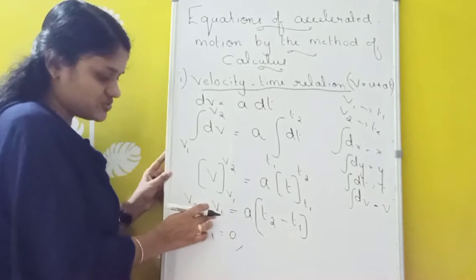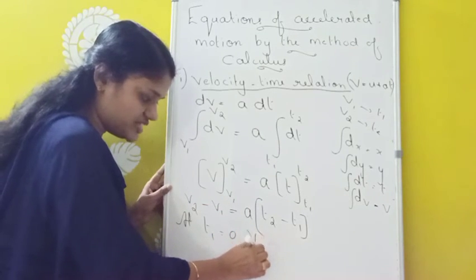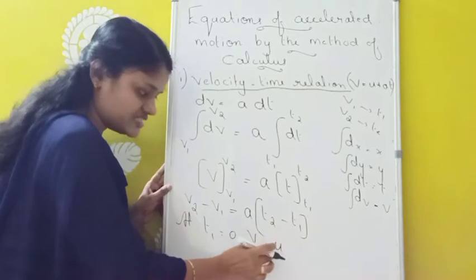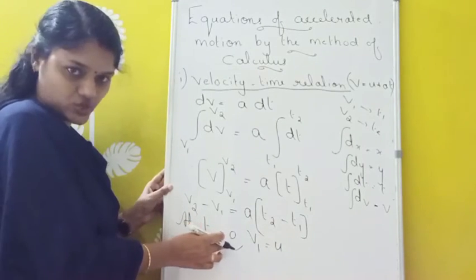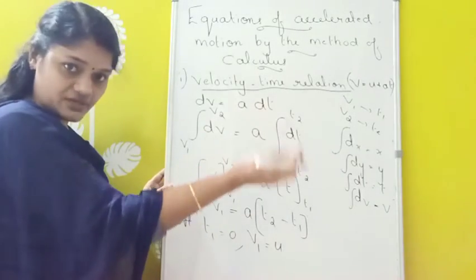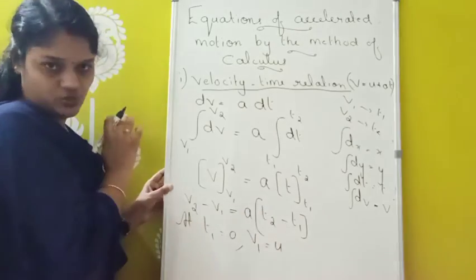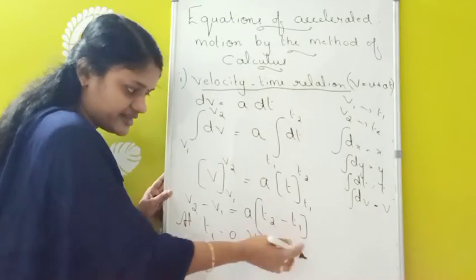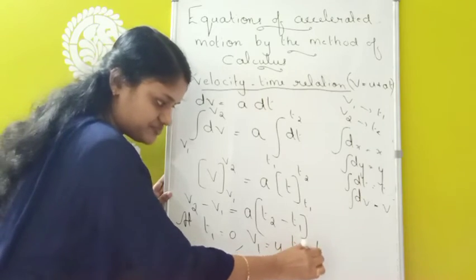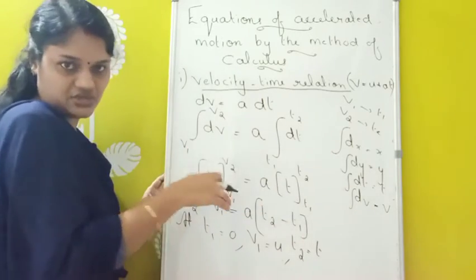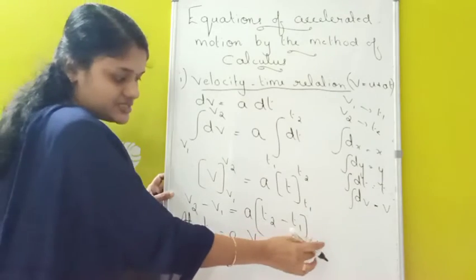Then at that time, what about the initial velocity? The starting velocity we can write as U instead of V1, because what is the representation of initial velocity? U. So whenever time is 0, the velocity is the initial velocity. That means instead of V1 we can write U. Then the final time, T2, can be taken as simply T.